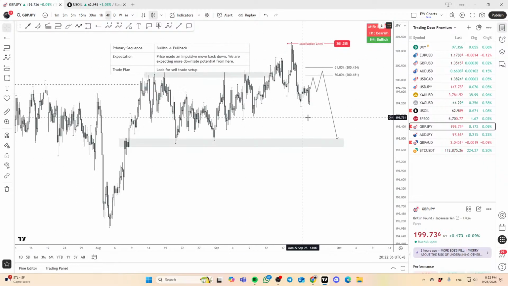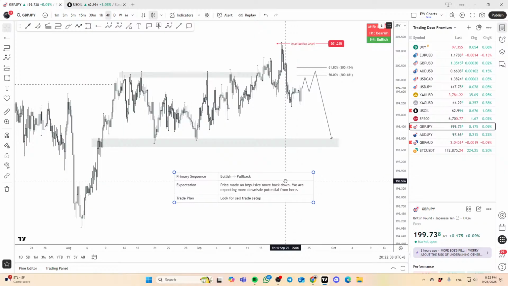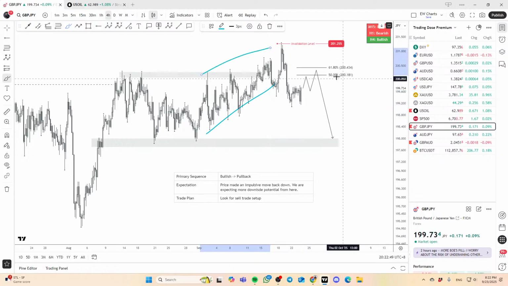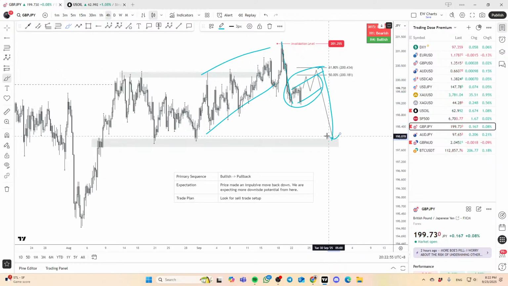Pound yen. On the 4-hour time frame, we are expecting a short-term bearish move. In terms of pattern structure, it's pretty clear. This is very corrective in nature. We get this impulsive push. If we can get a corrective structure pullback here, we can expect one more drop towards this low, right?